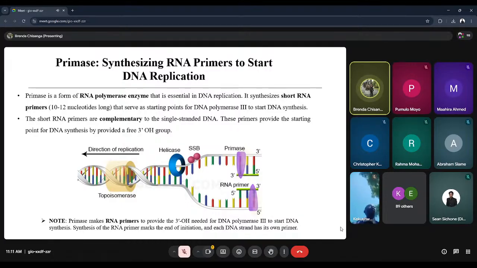Now, to relax these regions where there is this strain due to unwinding, we have other enzymes that come in. These are referred to as topoisomerases, or sometimes DNA gyrase. The reason why we have these is to ensure that the unwinding process does not create supercoiling strain that is going to make our replication bubble, or that region that we've unwound, collapse back.